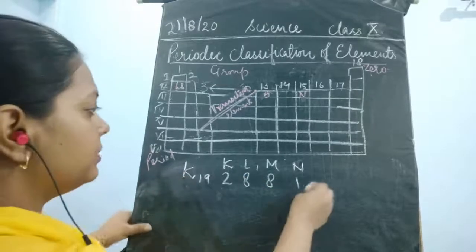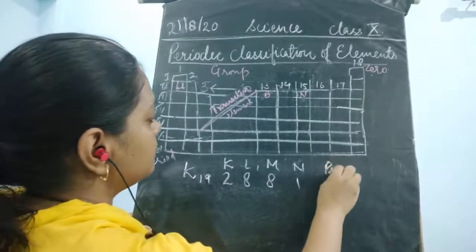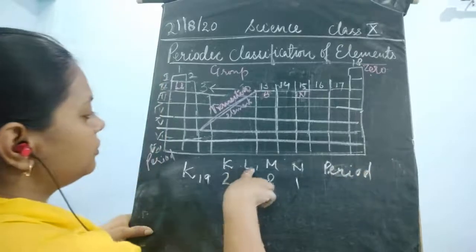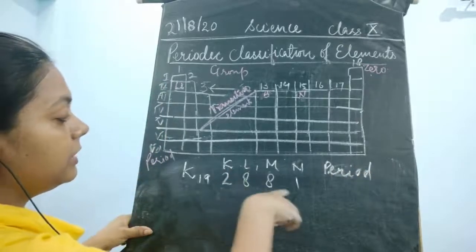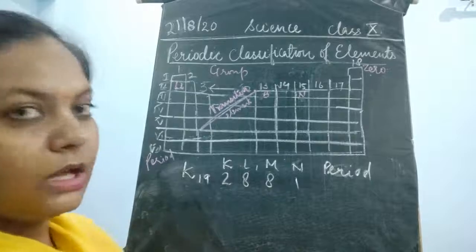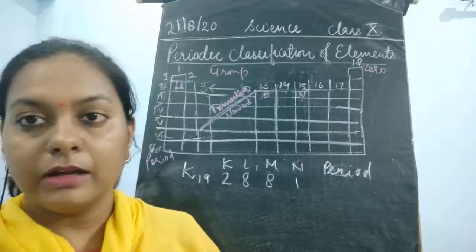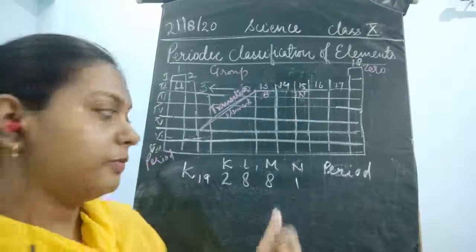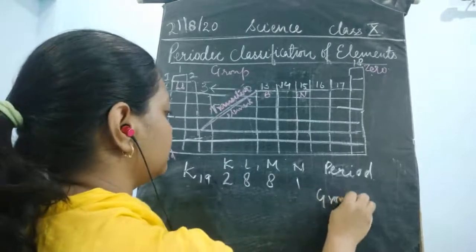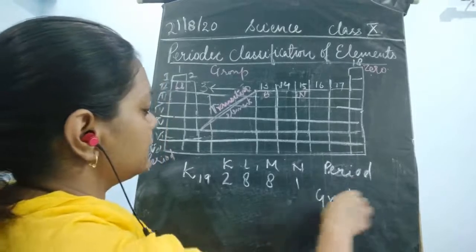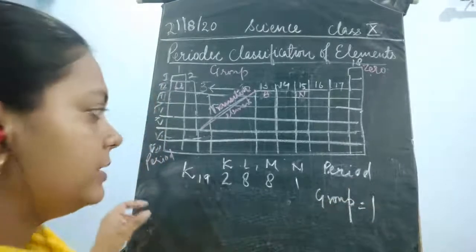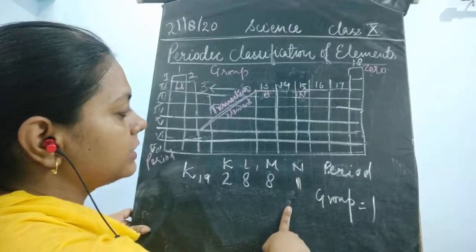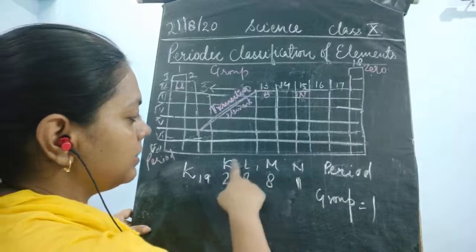It means it would belong to which period? What would be the period number, and what would be the group number? That would be very easy for you all to understand, and we will start with the group number. The group number means the number of valence electrons, which is 1, so group 1. And what is the period number? How many shells are there? 1, 2, 3 and 4.